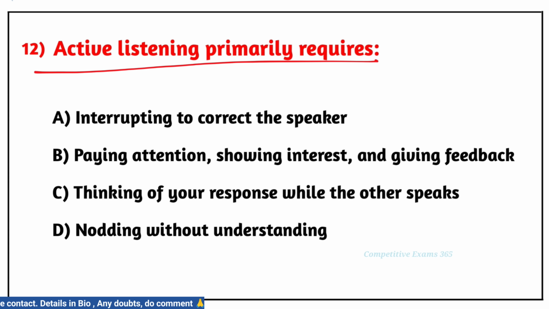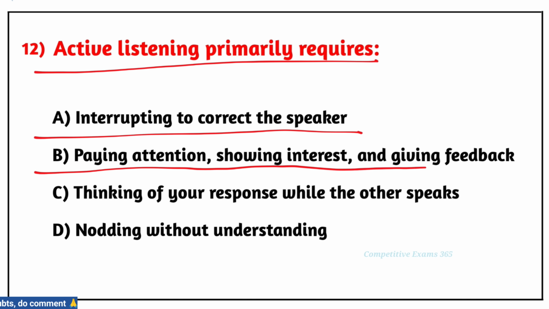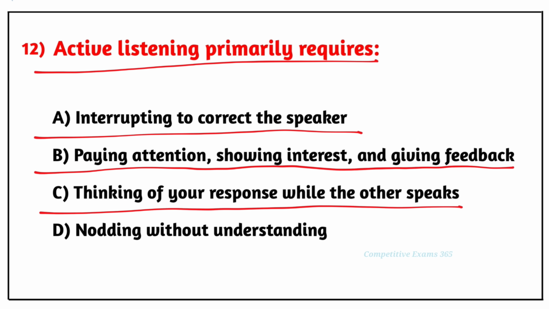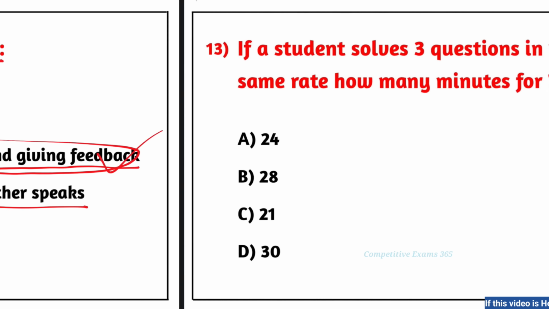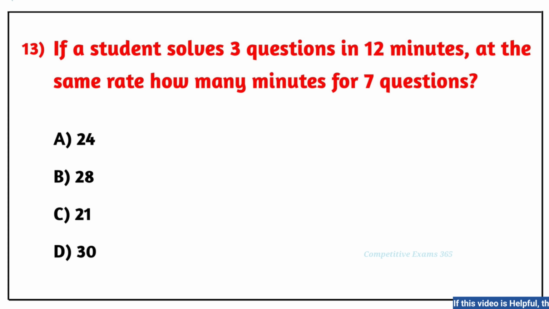12th question. Active listening primarily requires: option A, interrupting to correct the speaker; option B, paying attention, showing interest and giving feedback; option C, thinking of your response while the other speaks; option D, nodding without understanding. Option B, paying attention, showing interest and giving feedback. It is the correct answer.